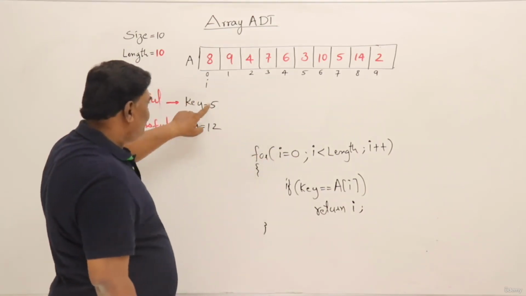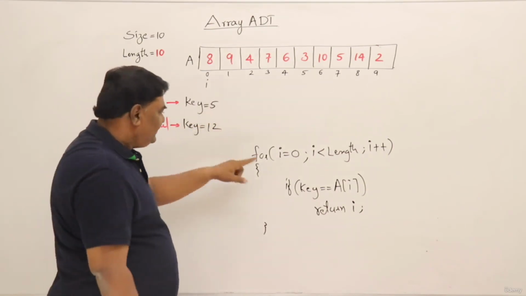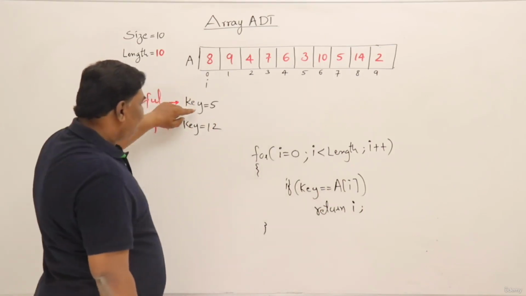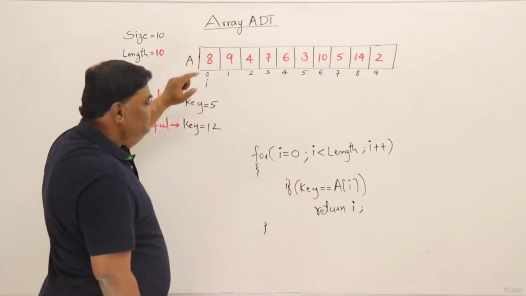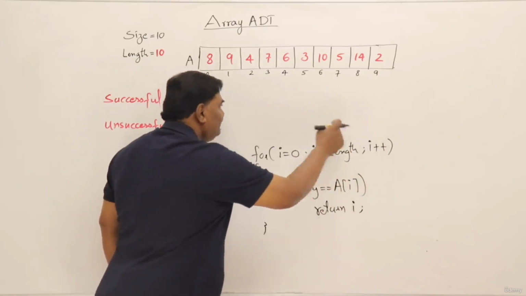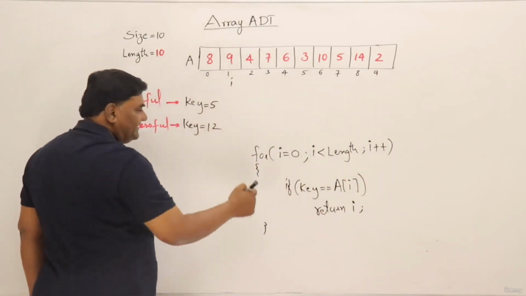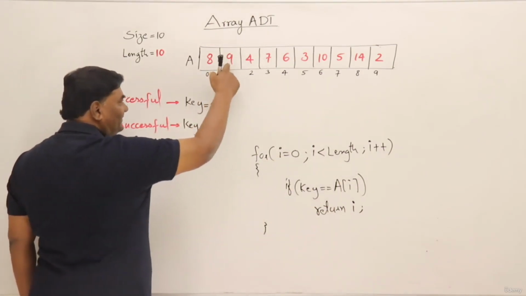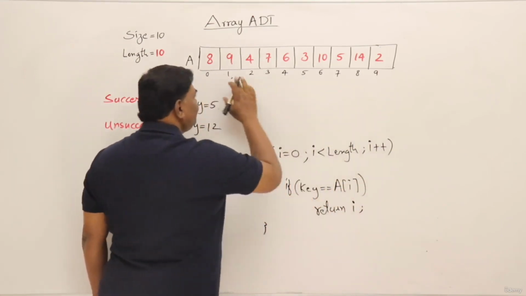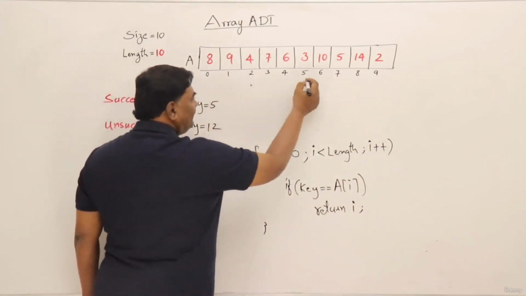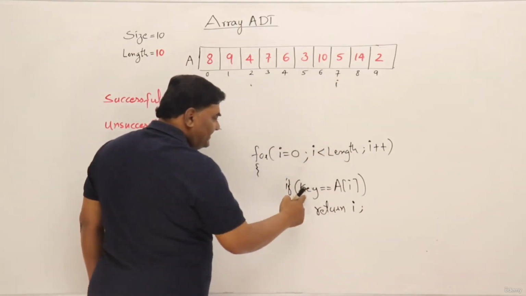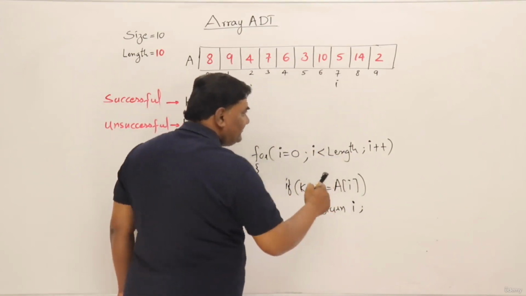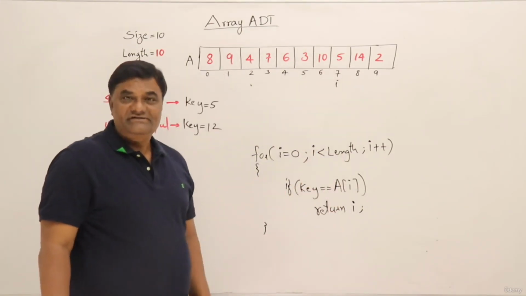So let us see how it works. I is initially 0. Suppose the key value that I am looking for is 5. Then it will check I is less than length. Yes. Key, is it equal to A of I? That is key 5. Is it equal to A of 0? 8? No. So it will continue and say I plus plus. I will move to the next index. Then here it checks key, is it equal to A of I? 5, is it equal to A of 1? 9. No. So it will go to the next. So it will continue. And once it reaches here, now this time key is equal to A of I. Yes, 5 is equal to A of 7. Then return 7. So this is in case of successful search.